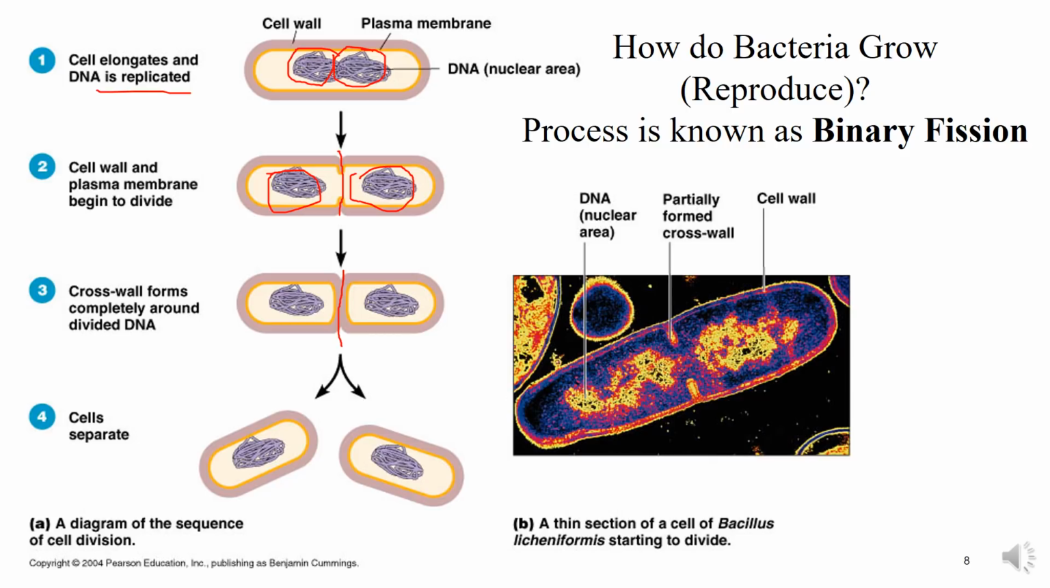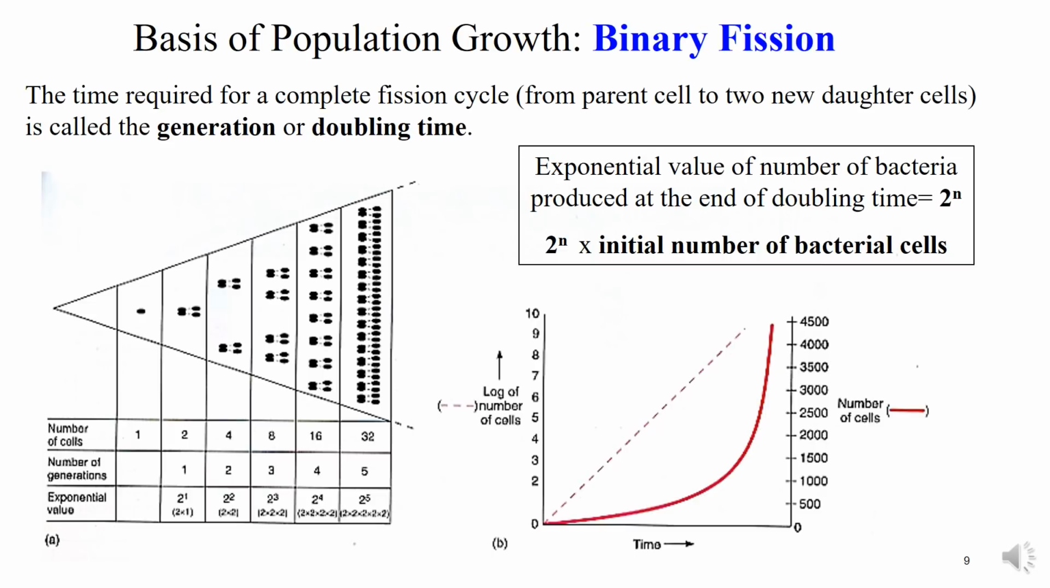Here it shows an actual diagram of a bacterium dividing. You can see there are two copies of genetic material here. The time taken for one bacterium to become two individual bacterial cells is known as the generation or doubling time. So this is one generation or doubling time.